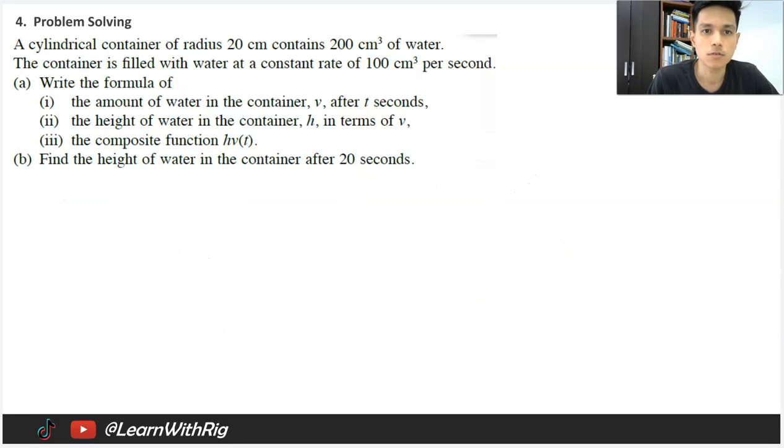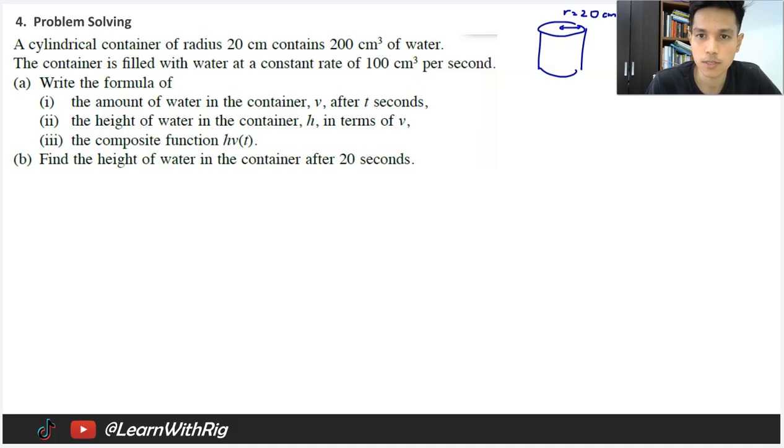Okay, so a cylindrical container of radius 20 cm contains 200 cm cube of water. So you got a cylindrical container. The radius is 20 cm, and then they're saying that the initial volume is 200 cm cube of water. Okay, so the container is filled with water. They're filling it with water at a constant rate of 100 cm cube per second.